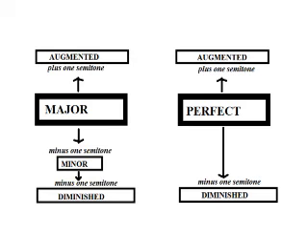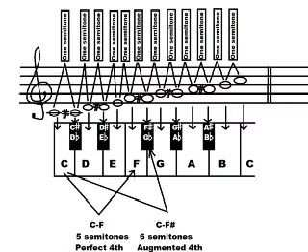What is the essence of that? Let's look at this. C to F is a perfect fourth. C to F sharp is a fourth, but we want to know the type of fourth it is. How are we going to know? We'll notice that C to F is a perfect fourth, and a perfect fourth has five semitones. But C to F sharp is a fourth with six semitones instead of five.